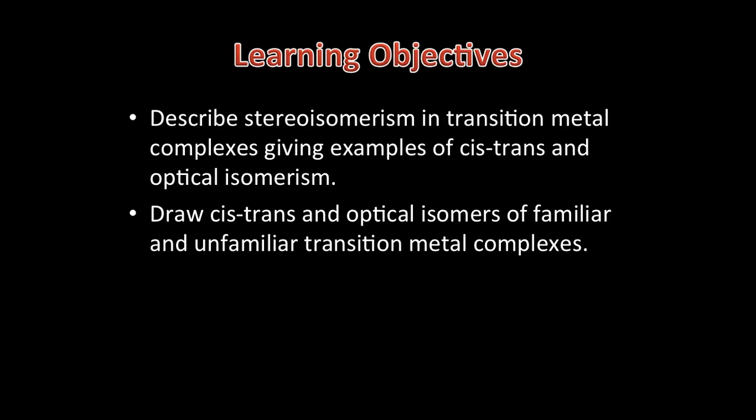If we go back to our learning objectives for this lesson, you need to be able to describe stereoisomerism in transition metal complexes by giving examples of cis-trans and optical isomerism, and draw cis-trans and optical isomers of familiar and unfamiliar complexes. During class time, you will need to be able to define the key terms we've used in this presentation and draw unfamiliar structures of different isomers. I'll see you then.